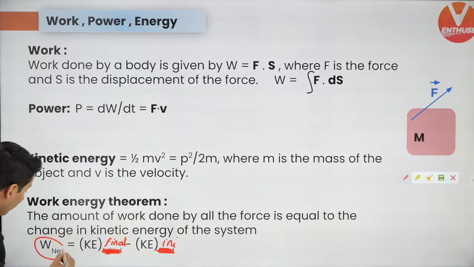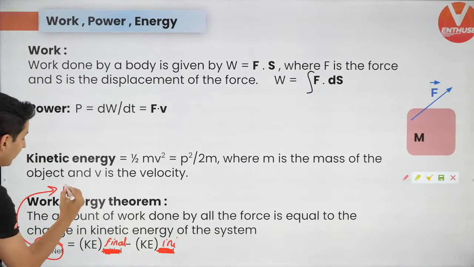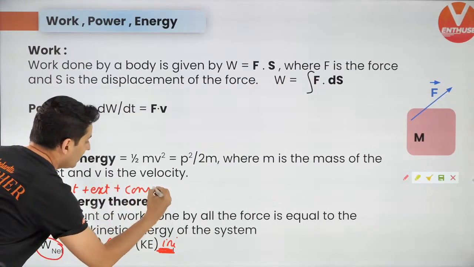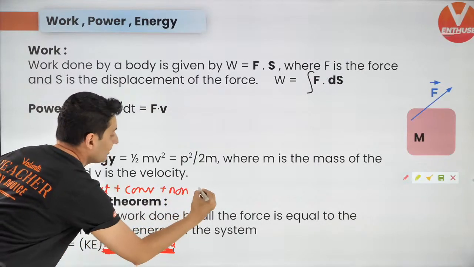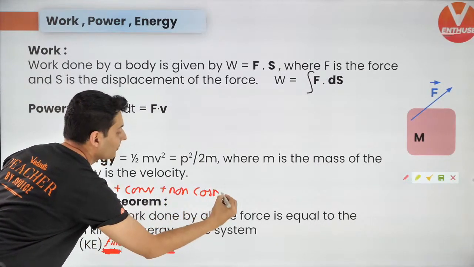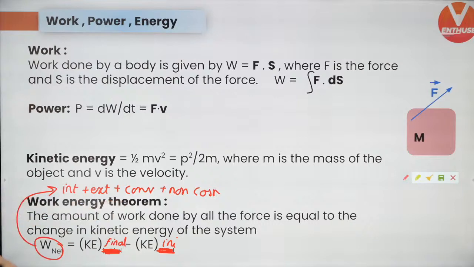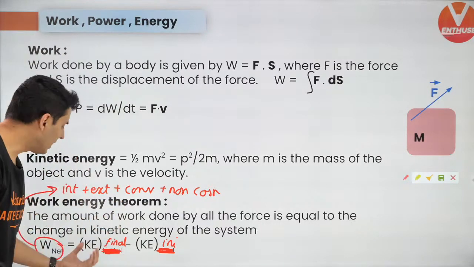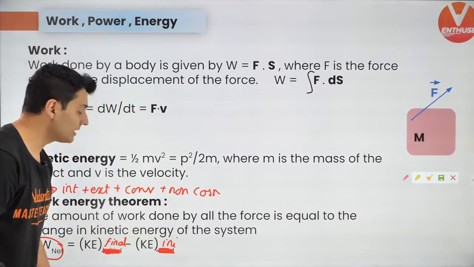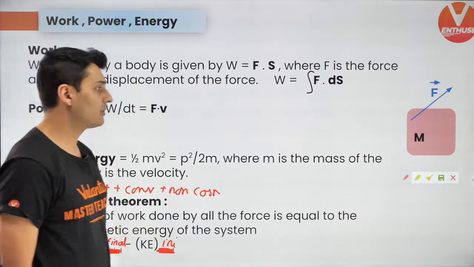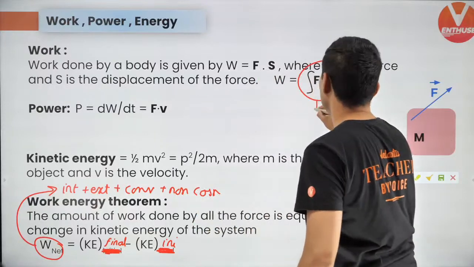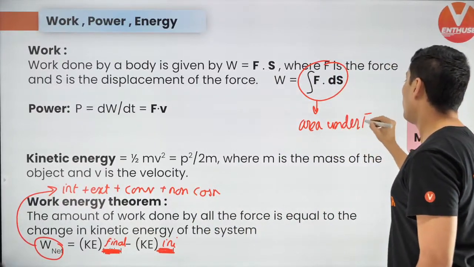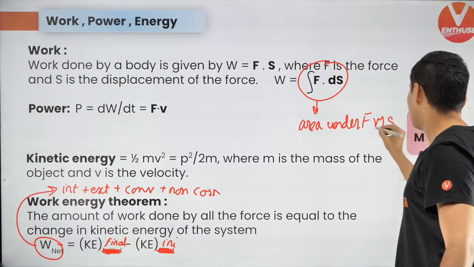Now, whenever I say work done, which kind of work? Internal plus external plus conservative plus non-conservative. Everything is going to come. Non-conservative, conservative, external, internal. All the total work done, everything put together, is final minus initial. Keep this in mind. This is the work kinetic energy theorem. This also tells you it is the area under force versus displacement.